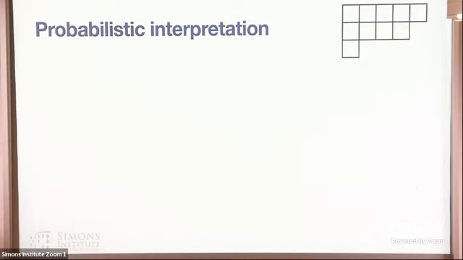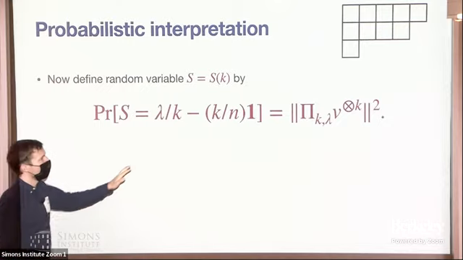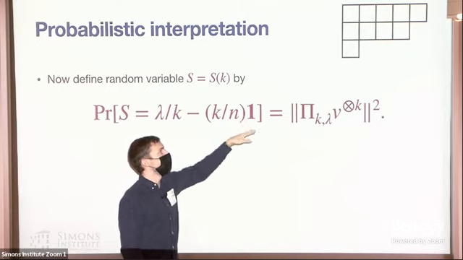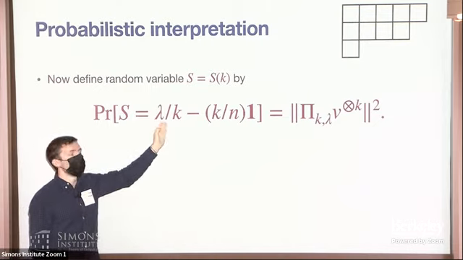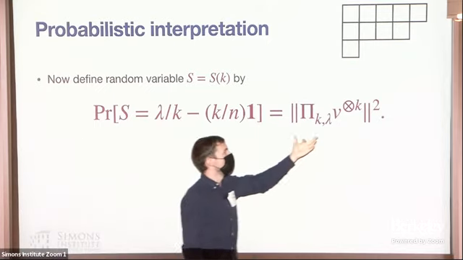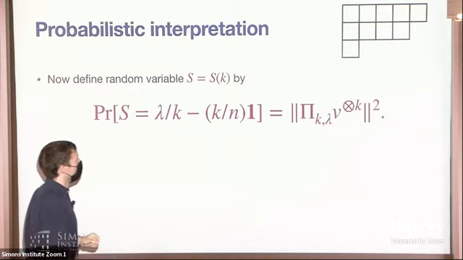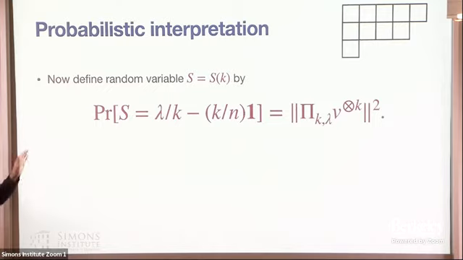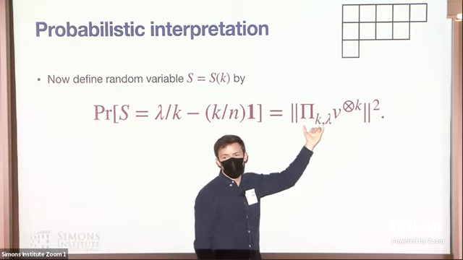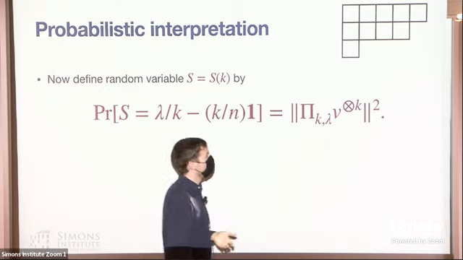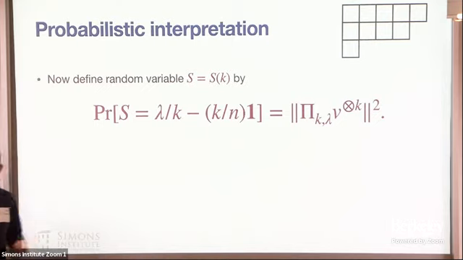And we can use this to define a random variable S the following way. To parse this, first ignore this part, which is just subtracting off some multiple of the all ones vector. But this part is what's interesting. Basically, we're going to say S is equal to some normalized version of lambda with probability equal to the norm squared of this projection. Why is this a probability distribution? Well, maybe I should have said, V is going to be a unit vector. So if you have a bunch of projections which sum up to the identity, and you take the norm squared of their images and sum those up, that's going to be 1. These pi_k,lambdas are such a set of projections because V tensor k breaks up into irreducible representations.